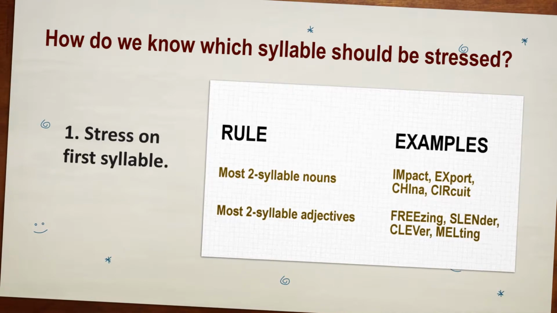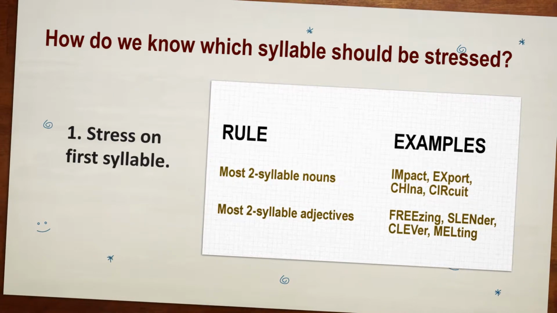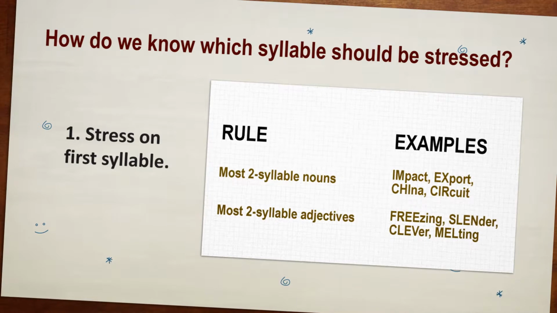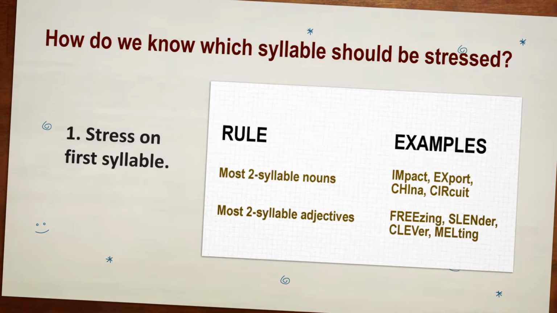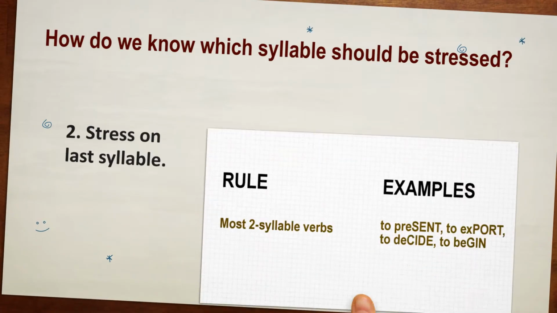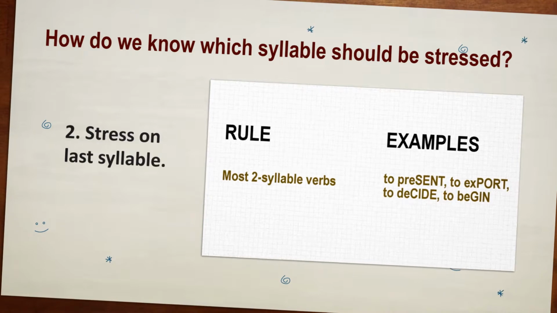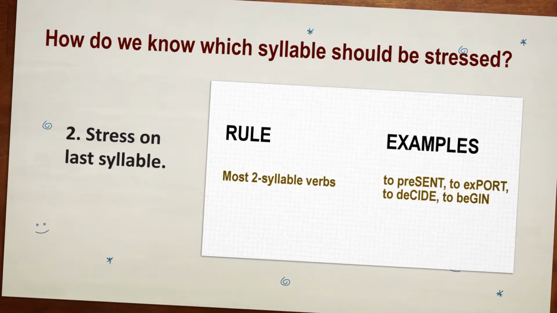For most two-syllable nouns and adjectives, the stress is on the first syllable. For instance, impact, slender, and melting. For most two-syllable verbs, the stress is on the second or last syllable. For instance, present, export, decide, and begin.